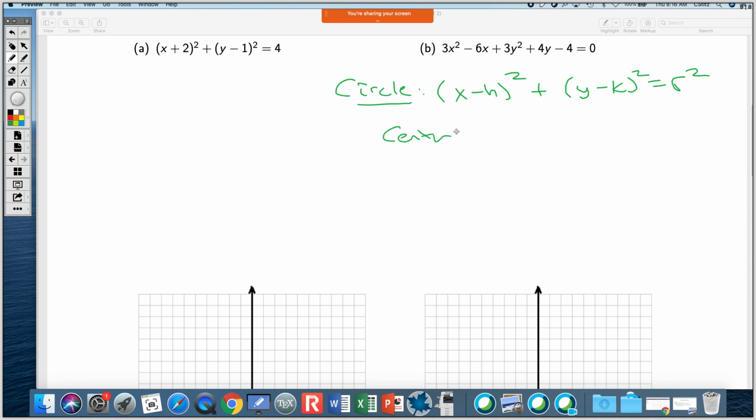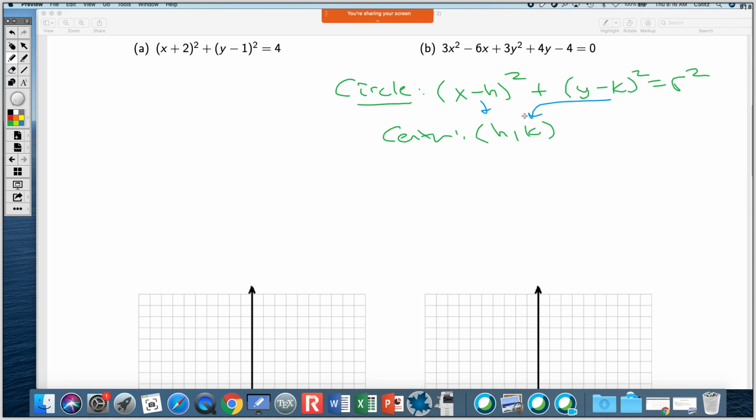the center here is (h, k). So notice, if the quantity is x minus h, the center is at h. If the quantity is y minus k, the center is at k. So it's the opposite here.